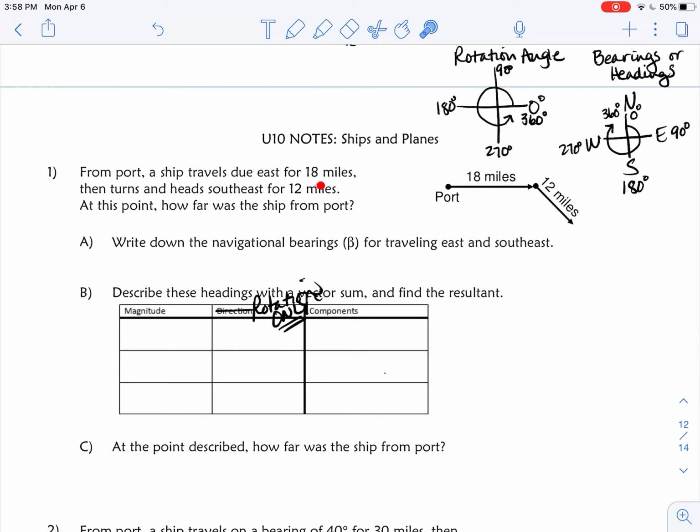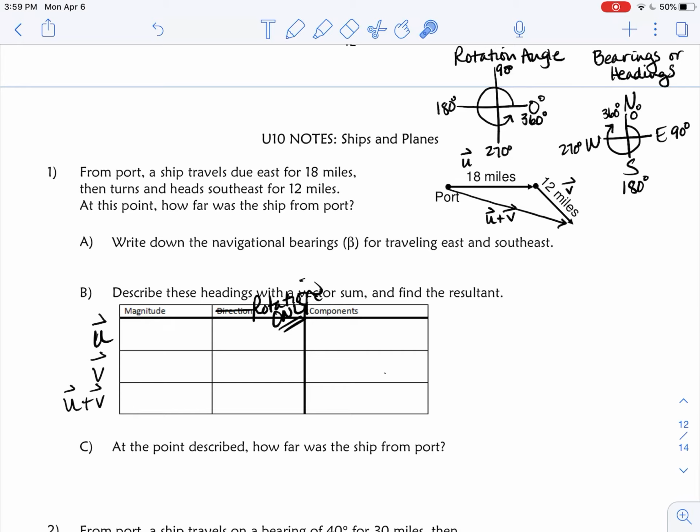Okay, so example 1, it says, from port, a ship travels due east for 18 miles, then turns and heads southeast for 12 miles. So here is the vector going due east for 18 miles, and then here is the vector going southeast for 12 miles. And they're not labeled, so I'm going to call this guy vector U and this guy vector V. And then the resultant vector, this is U plus V. Okay, and then over here on my chart, this is U plus V, just so I know which vectors I'm looking at.